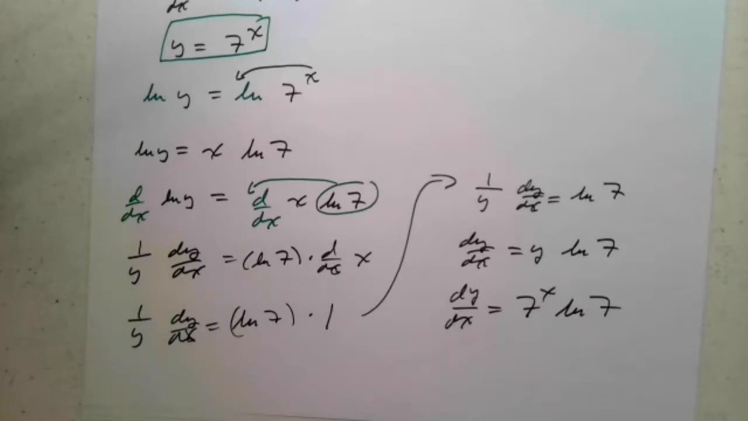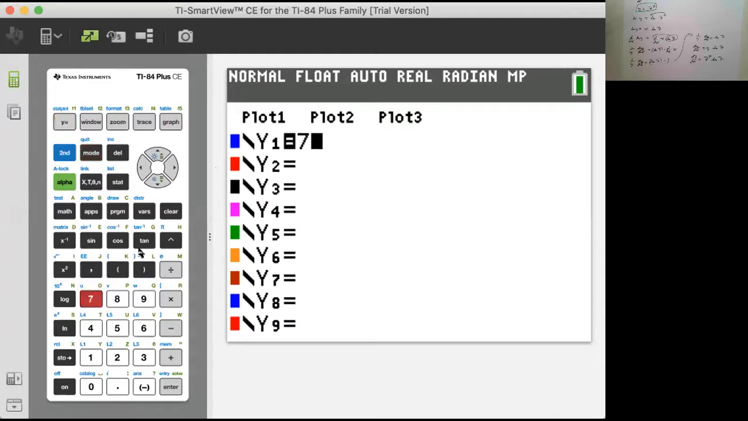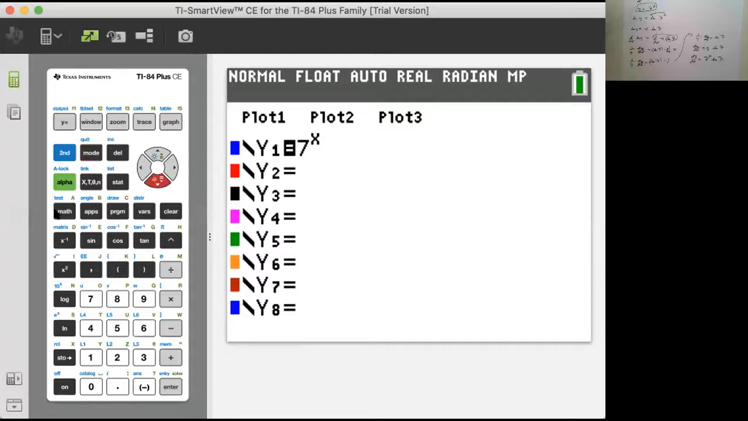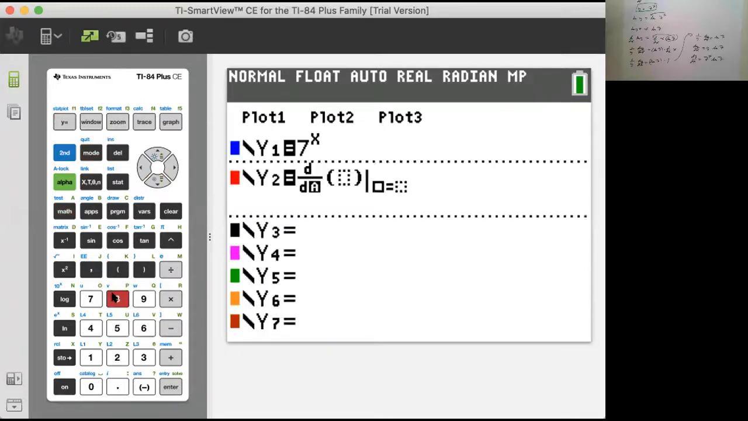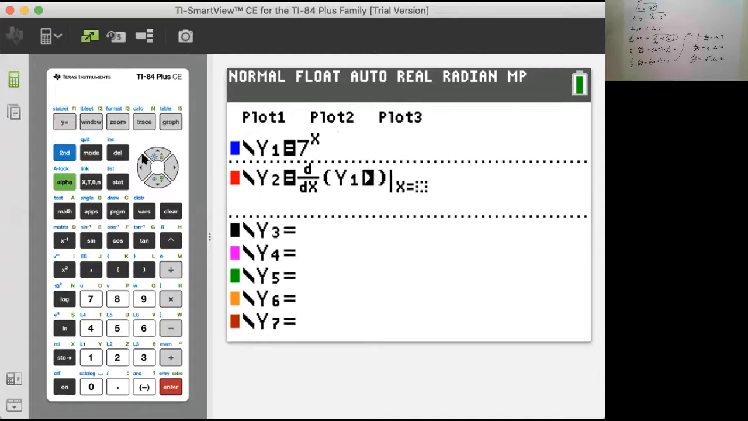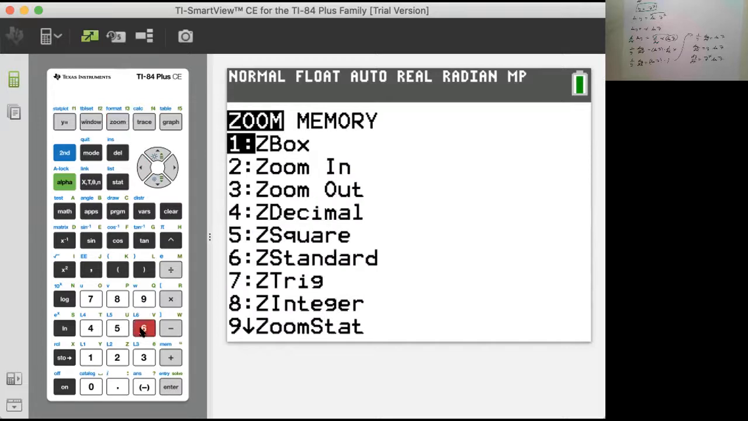Now, let's check that if we can. I'd like to go to the graphing calculator and actually check to see if that's what we get. So my function here is 7 to the x power. And I'm going to have the calculator tell me what its derivative is. So number 8, numerical derivative with respect to x of y1 at every point x. So what's in red will be the derivative function. So I can do a zoom standard maybe on that one.